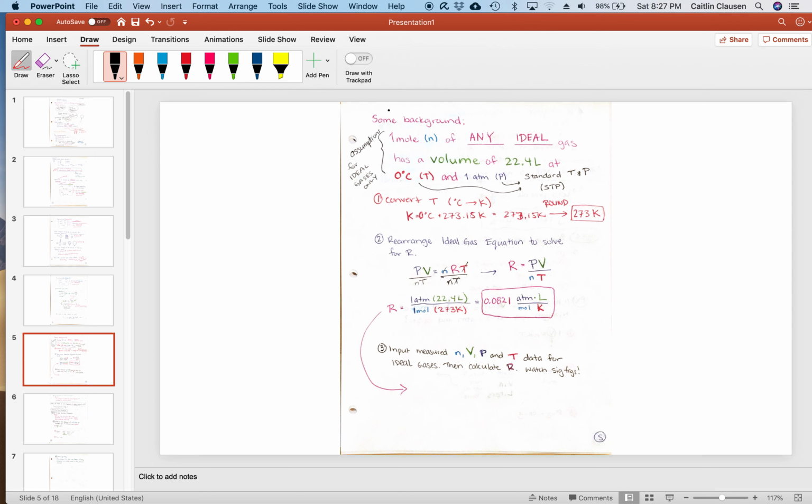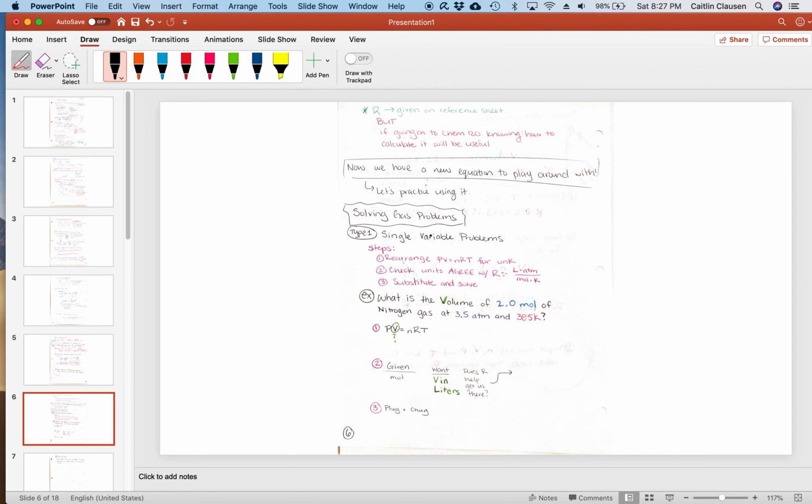And again, if you're going on to Chem 120, it is important that you understand where R comes from, and remembering this little background can also set you up for a shortcut as you go further into chemistry with gases. I told you that the R will be given to you on a reference sheet, but again, if you're going on to Chem 120, if you have questions on how to calculate it, let me know.